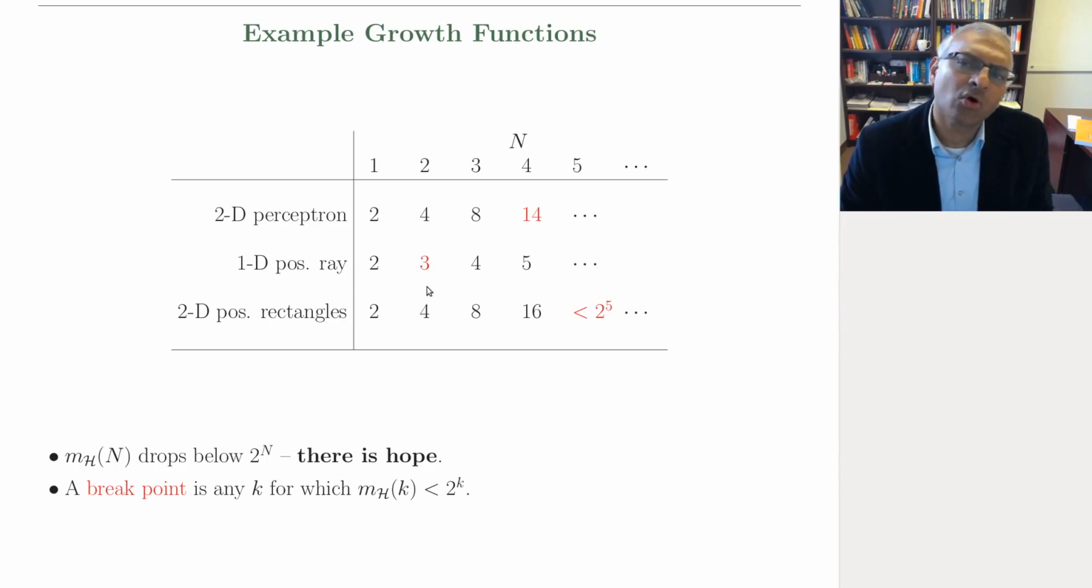You cannot implement all 4 dichotomies on 2 data points. And the 2D positive rectangles that we considered last time, that's a little more powerful. It only gets broken at 5 data points.